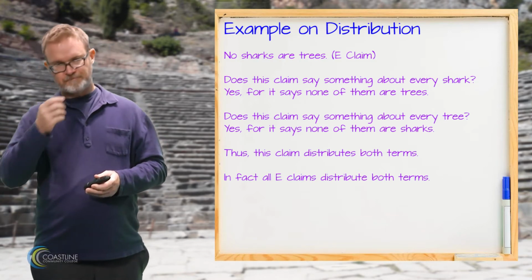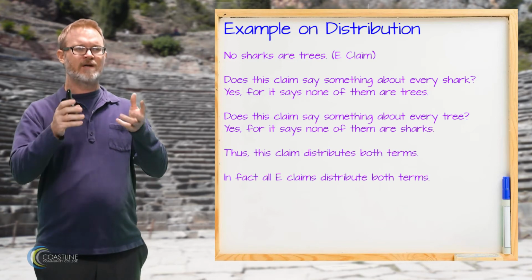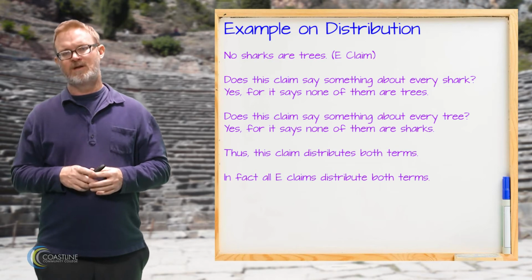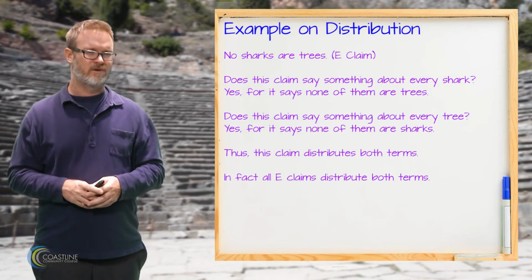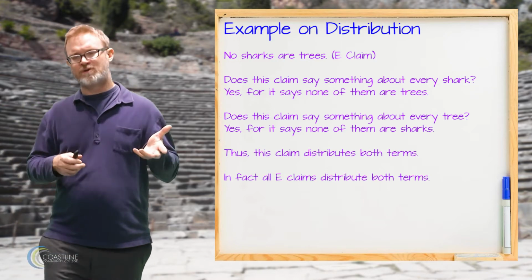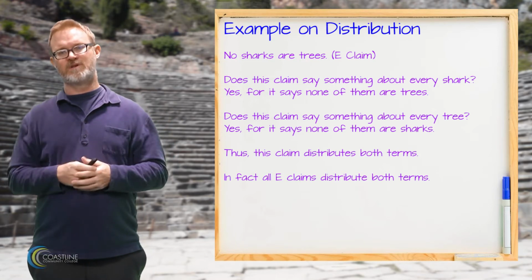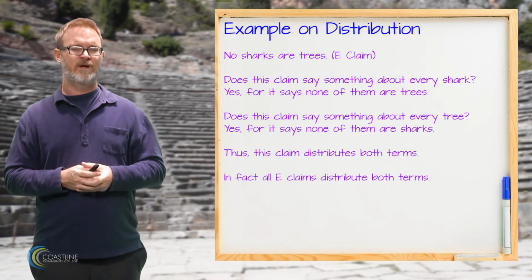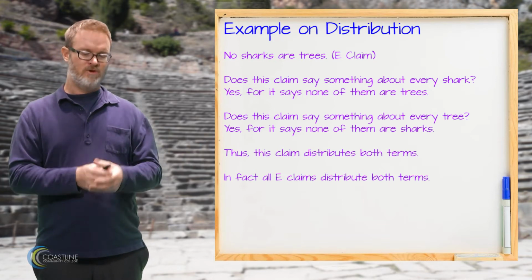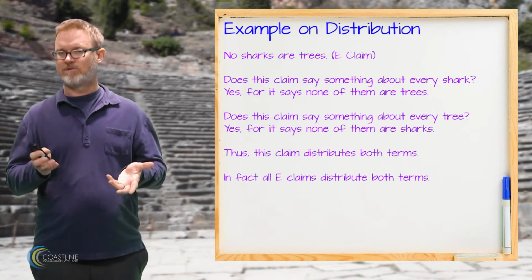Okay, secondly, look at the term trees in that claim. Does that claim say something about every single tree? It does actually, right? It seems to say, in fact, that they can't be sharks, right? So the E claim, no sharks are trees, in fact distributes both the term sharks and the term trees. It distributes both terms, right? And that's how E claims go. E claims distribute both terms. You saw that A claims only distribute the subject term, not the predicate. E claims distribute both, right?